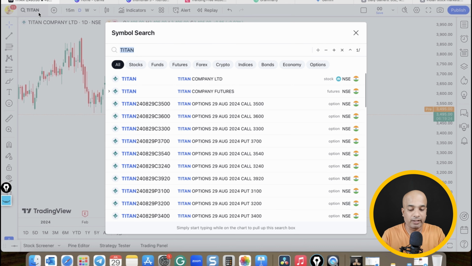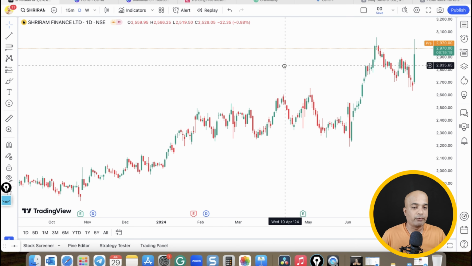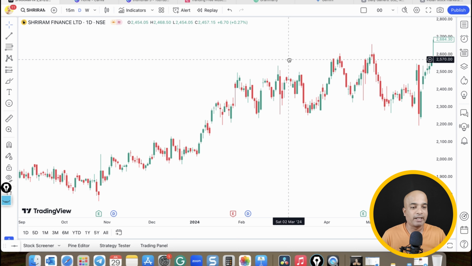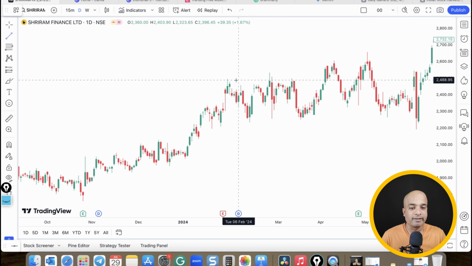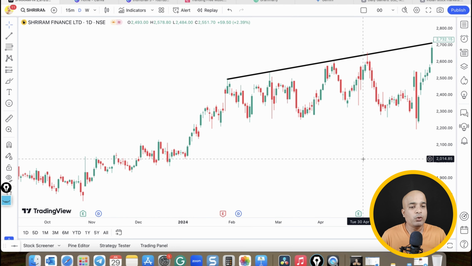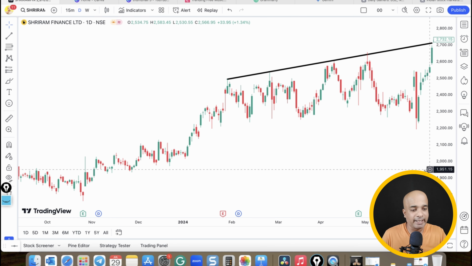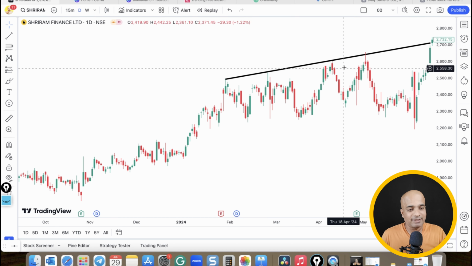See, for example, if I go to Shriram Finance, suppose let's say the market is here, I will draw a trend line like this. Okay, so I will draw a trend line like this. You show this to any trading expert, whether they are intermediate level or final expert, you show this trend line to any person, they will say this is a valid trend line. That is for sure. They will say it is a valid trend line.